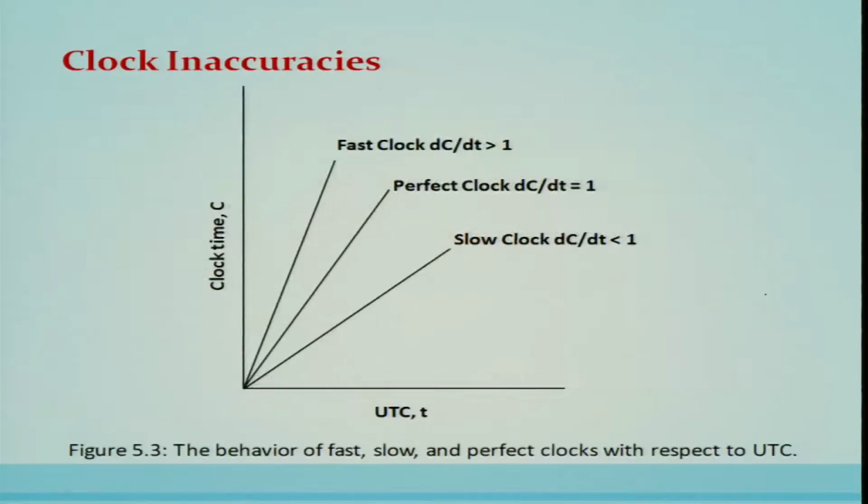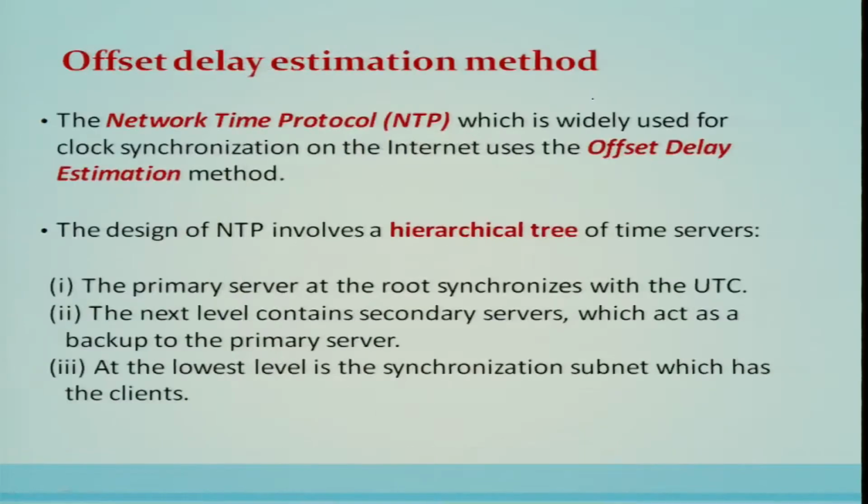Otherwise, if the clock rate, that is dC/dt, is equal to 1, then it is a perfect clock. If it is slow, then dC/dt is less than 1, and for a fast clock dC/dt is greater than 1. The behavior of fast, slow, and perfect clocks is shown in this diagram of clock inconsistency. Offset delay estimation methods are used in the network time protocol. We are going to see what these methods are.